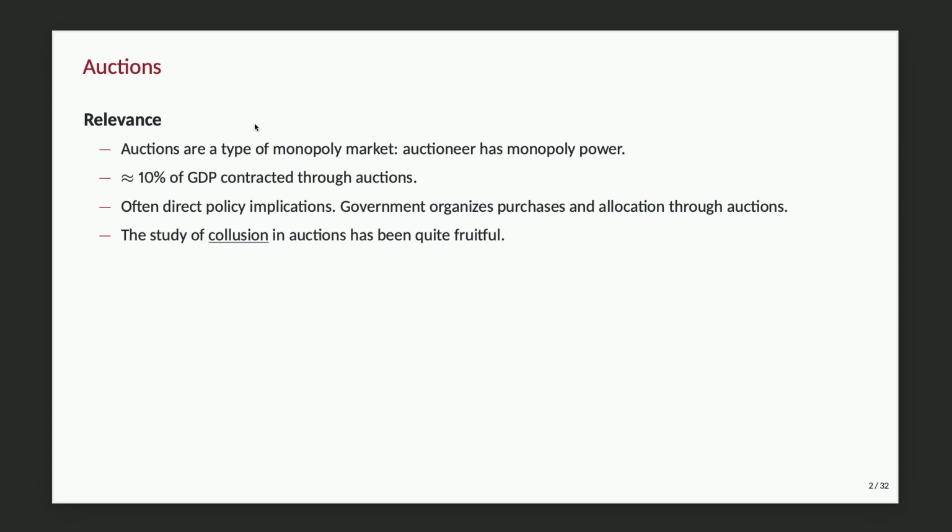All of these have, of course, direct policy implications because, let's say, you want to procure road construction at the minimal cost to taxpayers. You want to figure out what is the right mechanism to use. So there is this tight link between the way we analyze these kinds of settings and what we can actually do as policymakers, such as setting the reserve price, thinking about which mechanism to use.